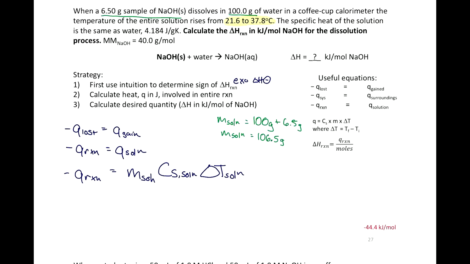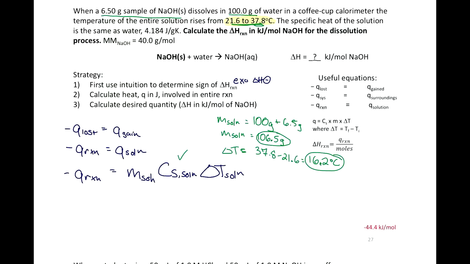All right? Specific heat of the solution, we know what that is. It's going to be the same as water because the majority of this solution is water, so it'll behave like water. And then the last one here is delta T. That information is given here, the change in temperature. It is always final minus initial. So delta T is equal to 37.8 minus 21.6, and that is equal to 16.2 degrees Celsius, all right? So these are the numbers that we are going to plug into this equation.